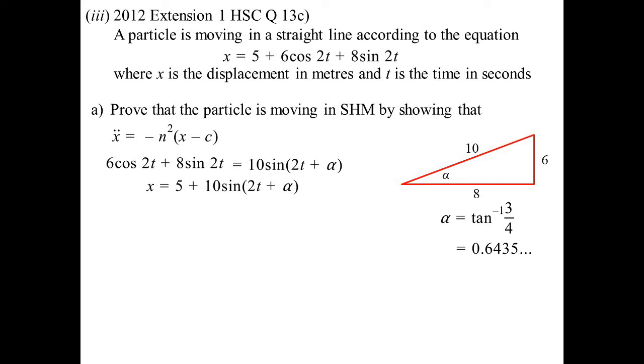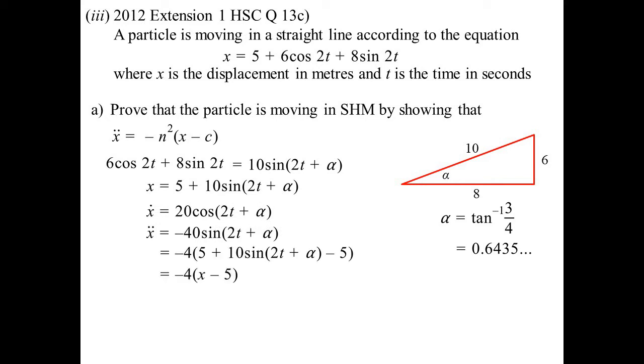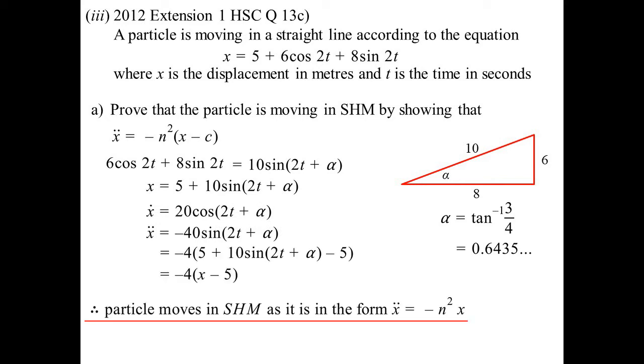We need to prove it's simple harmonic motion, so differentiate it twice, and I can rewrite that to become minus 4x minus 5. So you'll notice I said it's in the form minus n squared x. I didn't bother saying x minus c, because we know from graphing that just means it's a horizontal shift. It's still going backwards and forwards between 2 points.